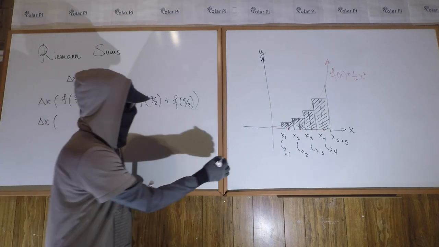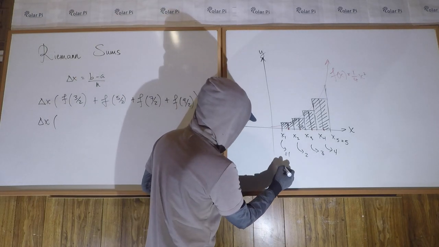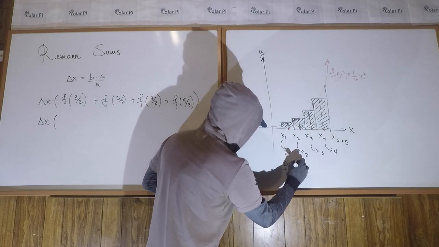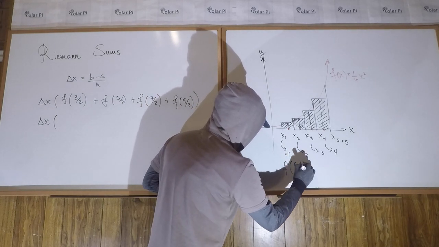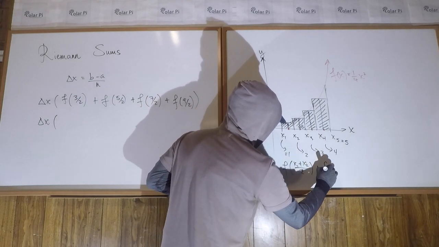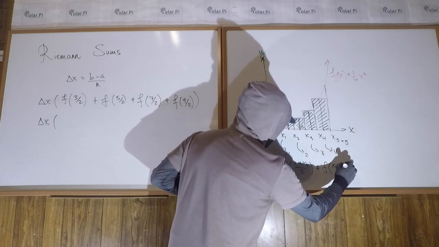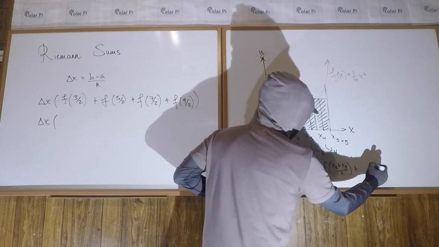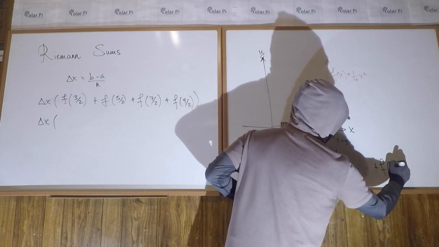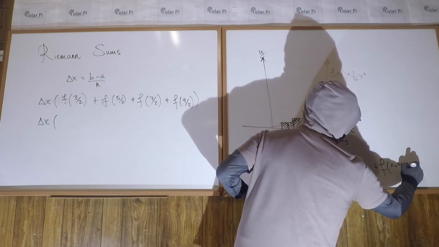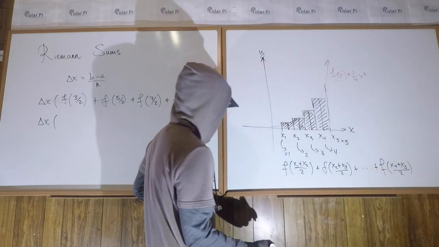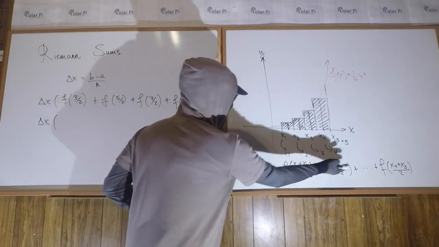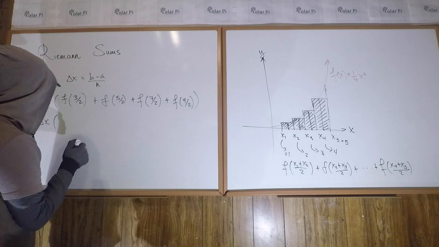So we'd have, let's see it at play here. We'd have f of (x1 plus x2)/2 plus f of (x2 plus x3)/2 plus blah, blah, blah, plus f of (x4 plus x5)/2, right? That's what it'd look like, and we're multiplying that sum by delta x. So how does that look generally?